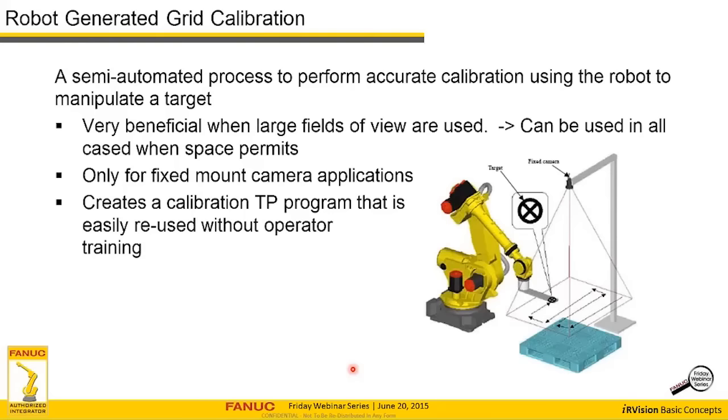The documentation says it's very beneficial when large fields of view are used. I want to give you a hint. You can use this in all cases when space permits. You can see the limitations of the space I have on this demo cell, and in any case, I'm going to be able to perform a robot-generated grid calibration.